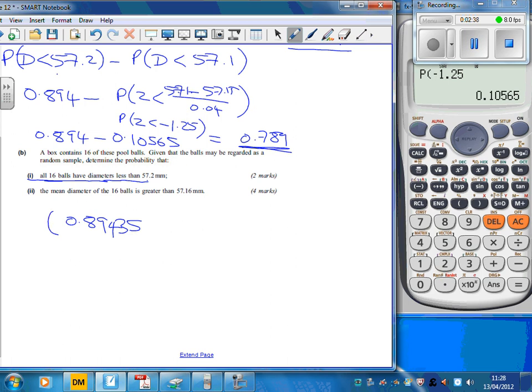We don't want one of them. We don't want two of them. We want all 16 of them to be less than that. So it's that times together 16 times, and that gives us 0.168. But the second time, we're now asking to find out the mean of these 16.